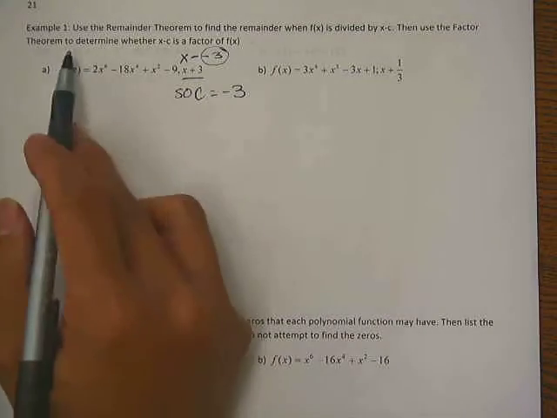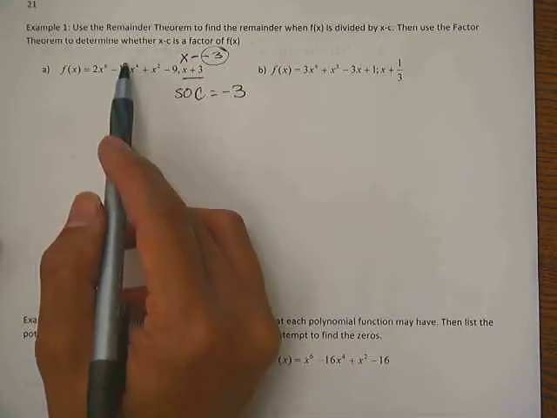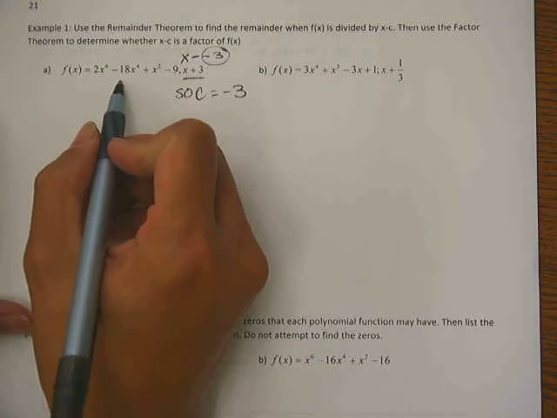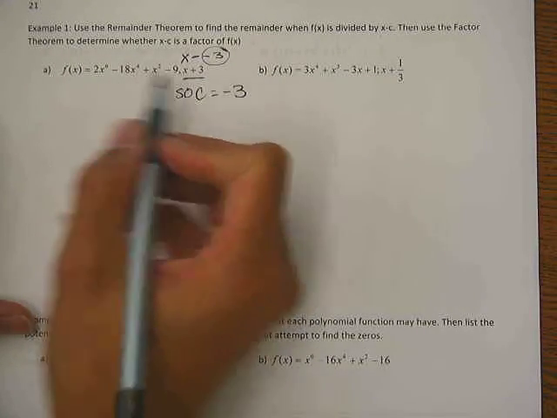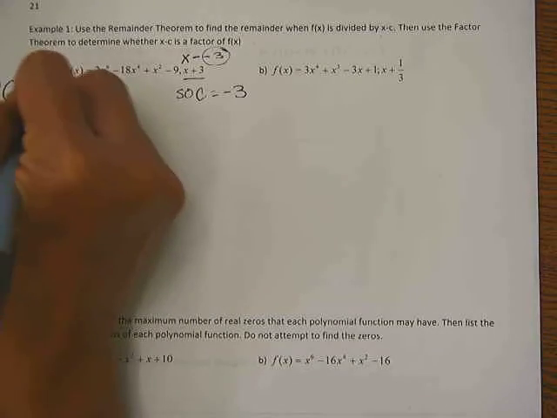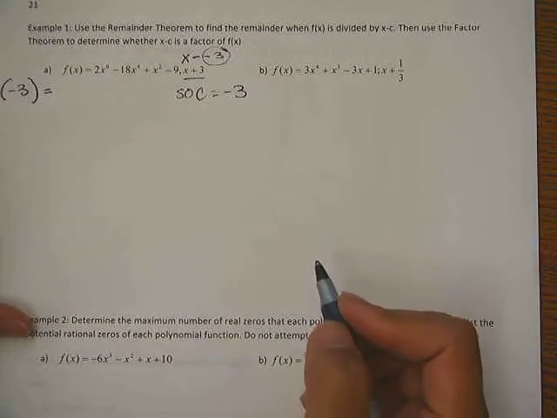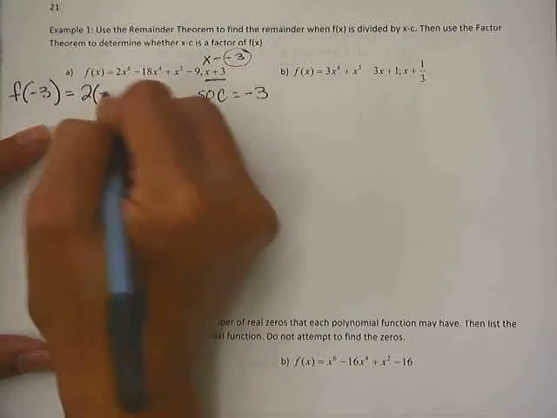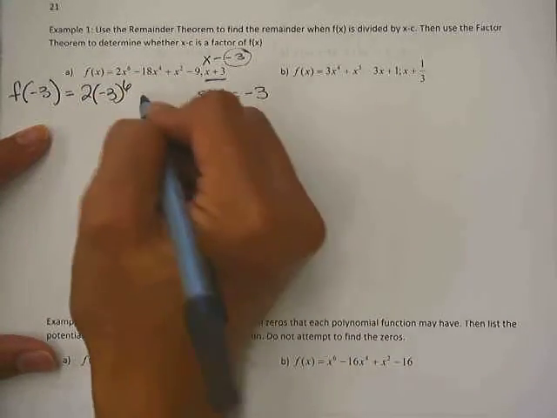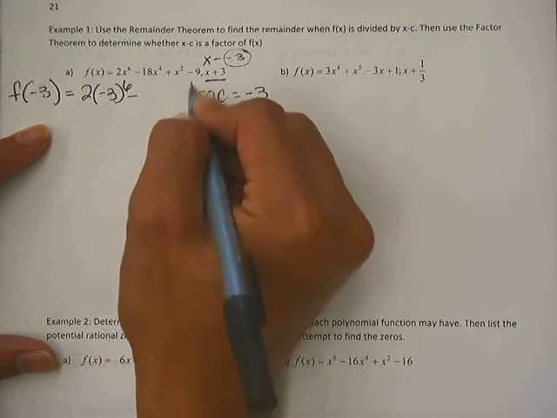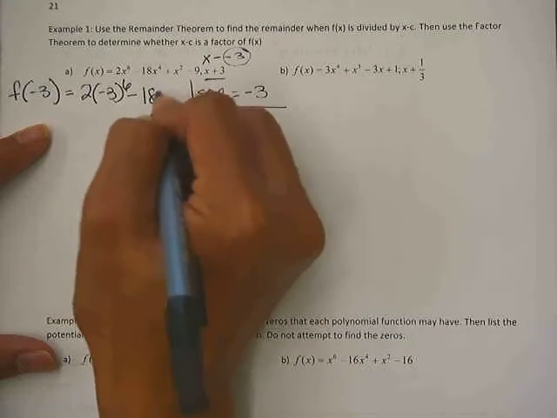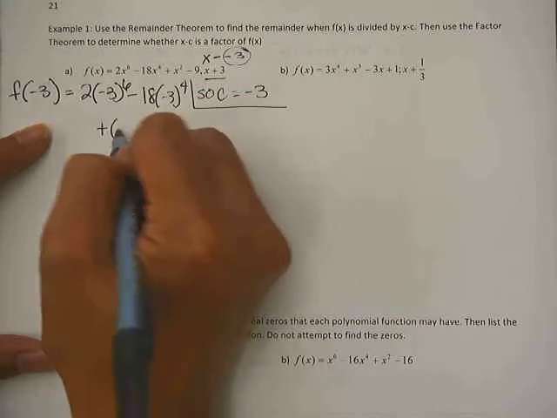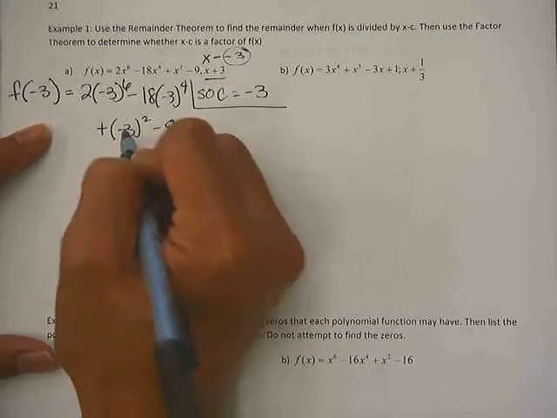It says use the remainder theorem to find the remainder. So the remainder theorem said, hey, the remainder is 0, then it's a factor. So let's find the remainder. So f of -3 equals, okay, whoops, moving over. Let's write everything down. 2 times -3 to the 6th minus, I'm going to do down here, 18 times -3 to the 4th plus -3 squared and minus 9.